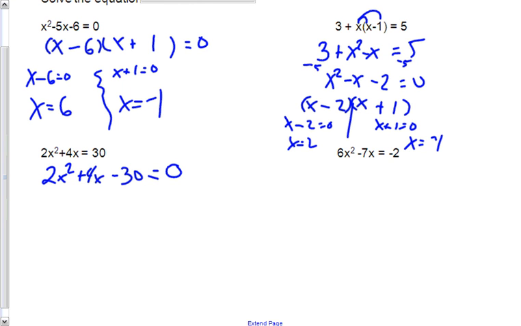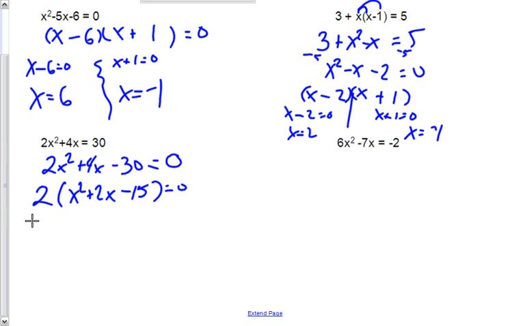Step 2, usually we want to factor, but if you notice, we can take a number out to start. If we take a 2 out, we have x squared plus 2x minus 15 equals 0. Now, people are like, oh, what do I do with the 2? Well, if you want to carry it down, it's fine, but this will factor. Okay? We factor x squared plus 2x minus 15, we're going to get x minus 5 and x plus 3.